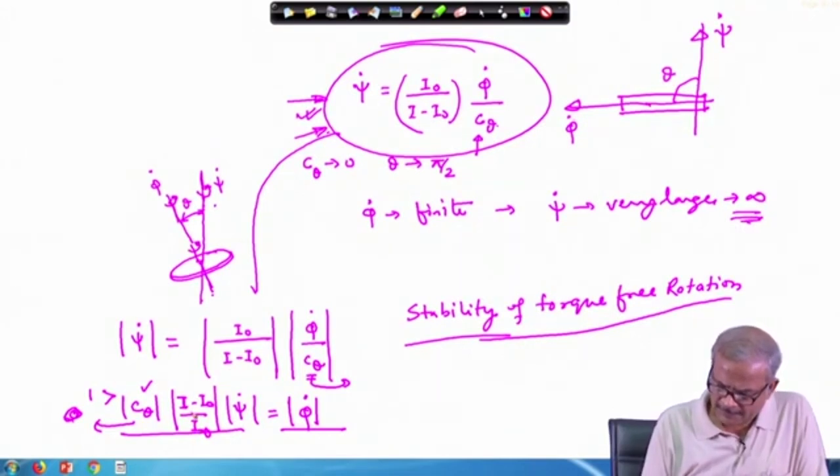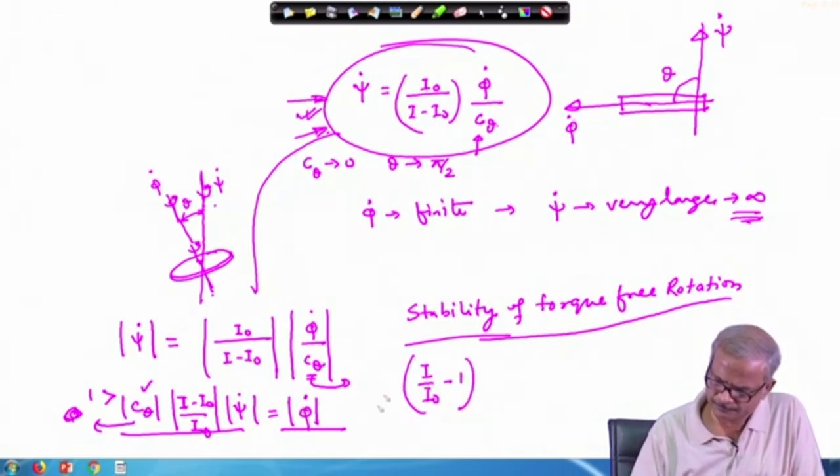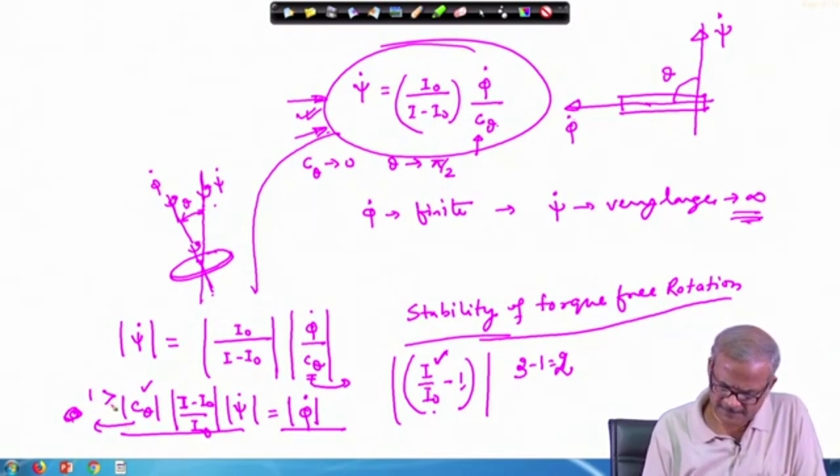What about this quantity? Now, if I is greater than I 0, this will be greater than 1, and from there you can subtract this 1. Now, how much greater it will be depends on the magnitude of this I. Say I by I 0 is 2, so this is 2 minus 1 equal to 1. If it is 3, then 3 minus 1, this will be equal to 2. So, this quantity is always less than 1, while this quantity depends on the magnitude of this quantity.